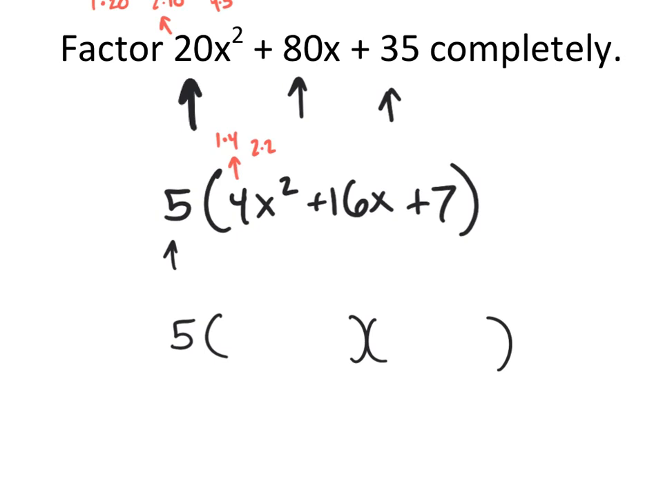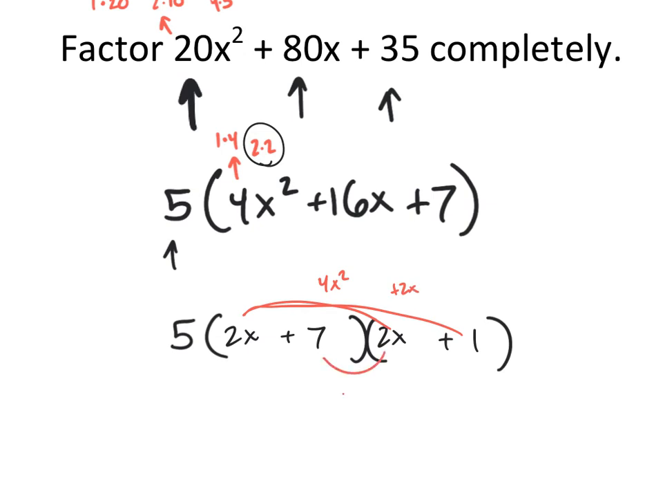And then this one ends up factoring 2x and 2x, which is one of the factors, and then plus 7 plus 1. And the reason that this works out is because this is 4x squared. Here we'll get a plus 2x. Here we get a plus 14x, which combine back to 16x. And then finally that plus 7.